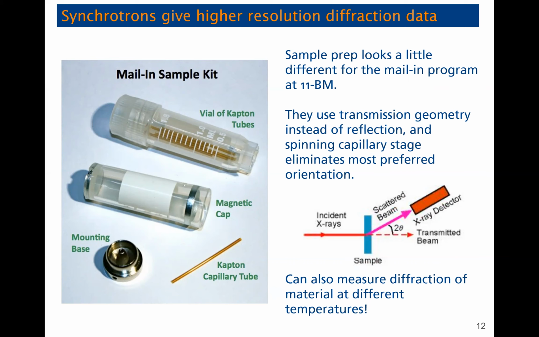And then at the actual beamline, the geometry they use is a little different. Instead of reflection, it's called transmission geometry. That means you get incident X-rays from your high energy beam. They go through your sample, which is this capped-on capillary tube, and then the detector catches the scattered beams from this. So one thing that this means is you can get a much broader range of angles covered.